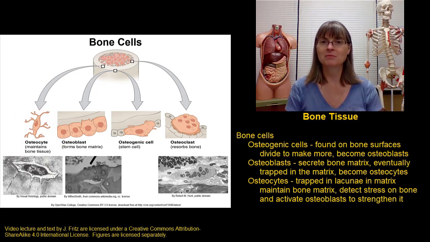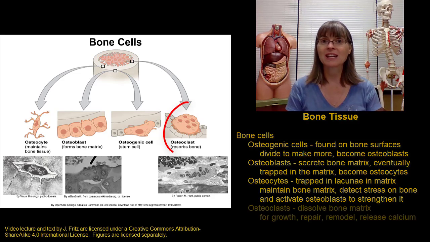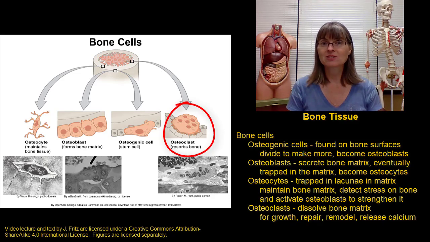The other cells we find in bone are called osteoclasts. Osteoclasts come from a different lineage, meaning they don't come from the osteogenic cells at all. And osteoclasts have the opposite role as the osteoblasts. Osteoclasts dissolve bone matrix. These are pretty cool cells.